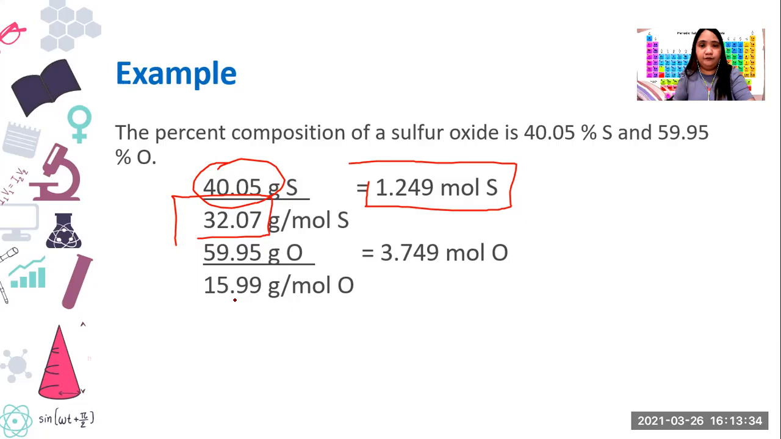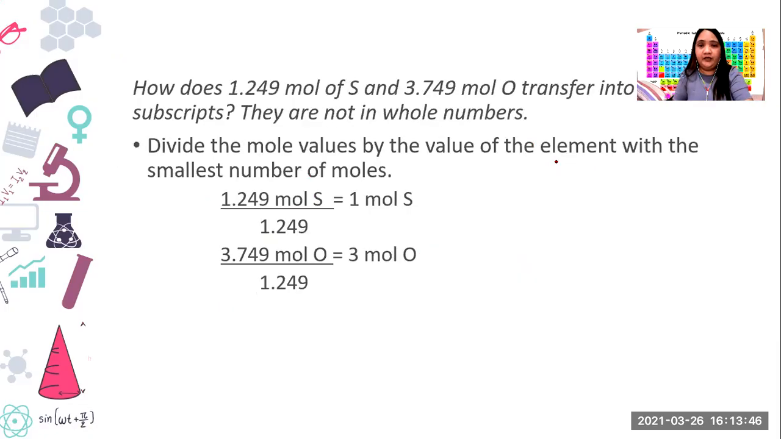And then when you begin to compare it, when you want to get the ratio, which of the two are you gonna get? Are you gonna get this or are you gonna get this? You always choose the one with the smaller value. So you're using 1.249. In doing that, you can actually get the number of moles in whole numbers. So 1.249 over 1.249, that's 1.